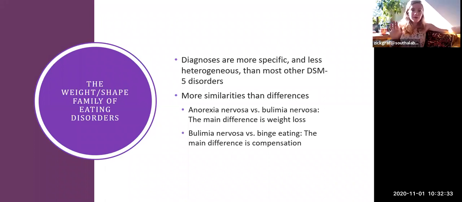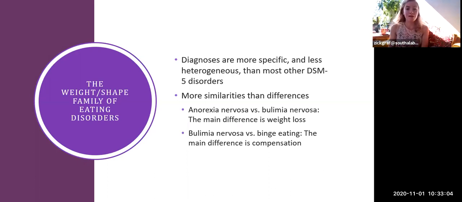So thinking about the diagnostic criteria for the weight and shape family of eating disorders, compared to other disorders we've talked about, the diagnoses are more specific and less heterogeneous than other DSM-5 disorders. For the eating disorders, there's no long list of criteria where you have to have a certain number to meet the diagnostic threshold, like with depression, having 5 out of 9 depression symptoms. You have to have every symptom, and you have to have very specific behaviors and very specific weight outcomes for the diagnosis of anorexia and bulimia.